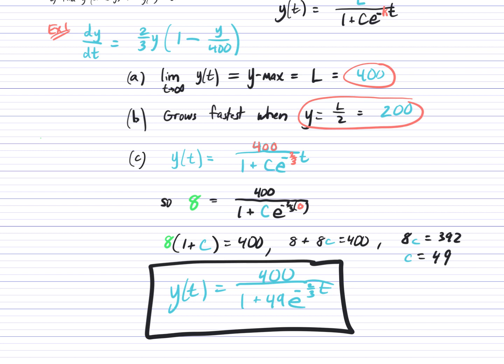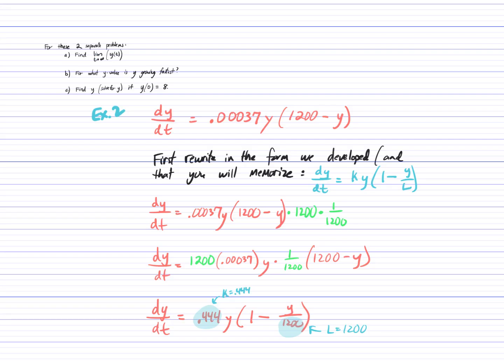Now let's do an example where you might see the diff-EQ in a different form. All right, here we go. Example 2, differential equation. So this doesn't look like 1 minus y over L, but it still has a y out front, and we still have a number minus y in the parentheses, so it's definitely logistic. So first we're going to rewrite it in the form that we developed in class, which was this. How are we going to do that?